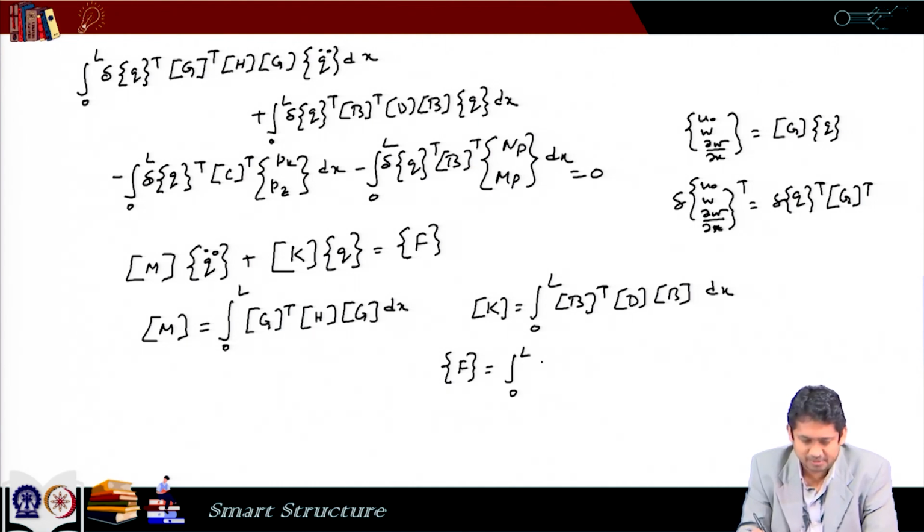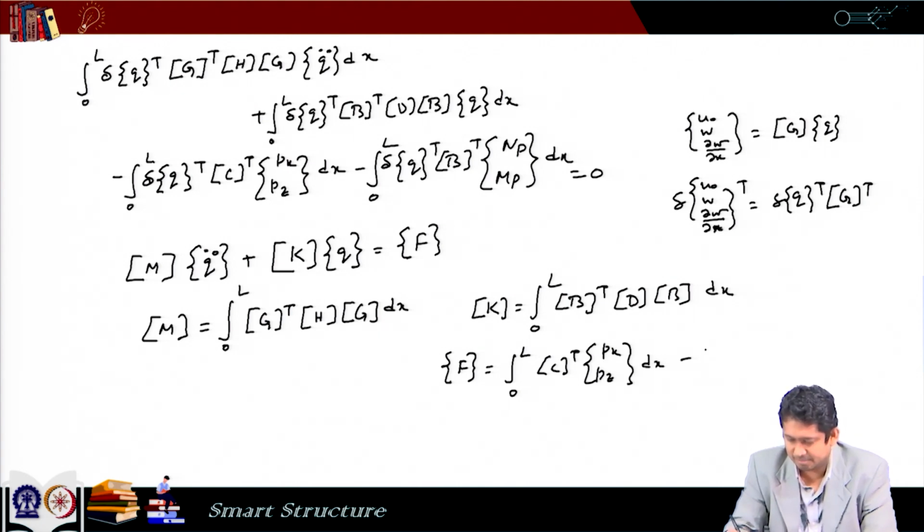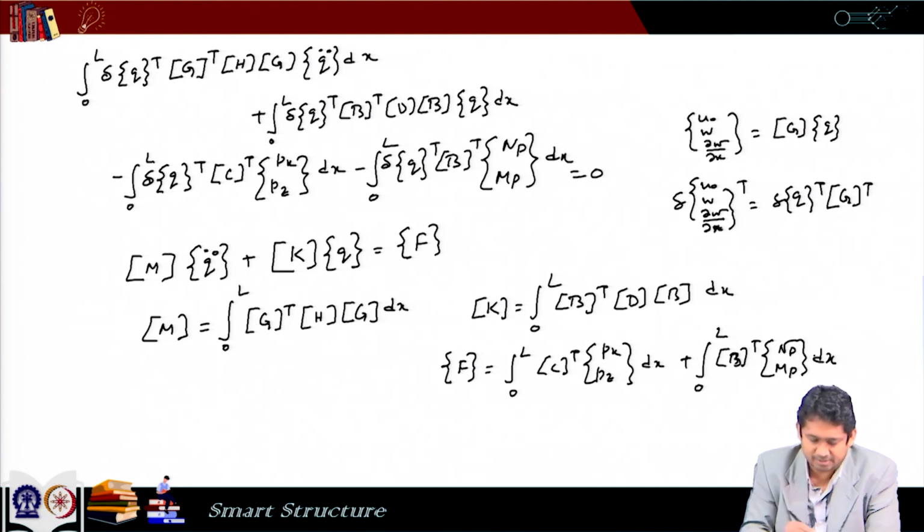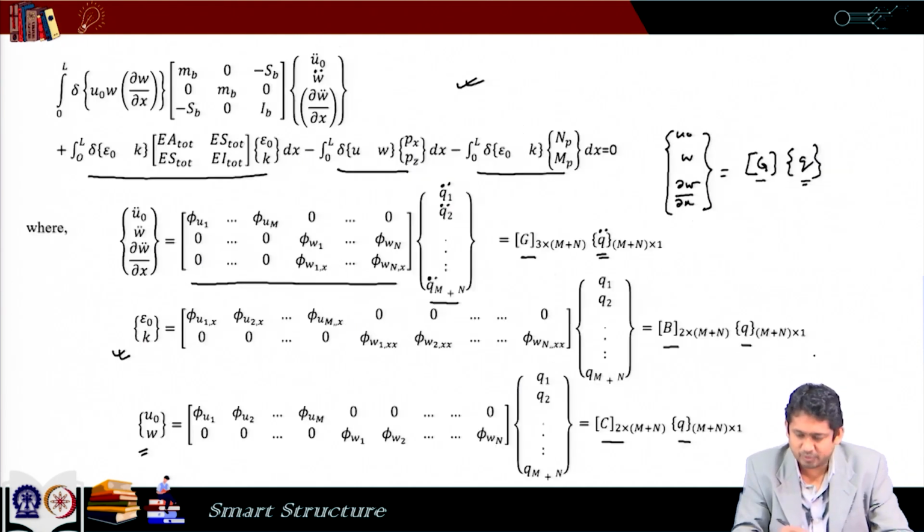integral 0 to L of C transpose Px and Pz dx plus integral 0 to L of B transpose Np Mp dx. Now, if we go back, we can see that the G matrix is 3 by m plus n.